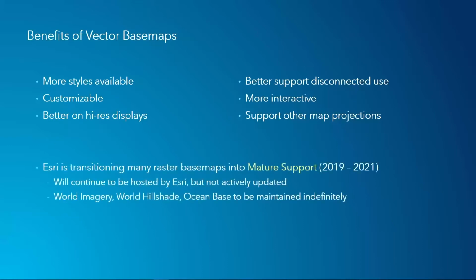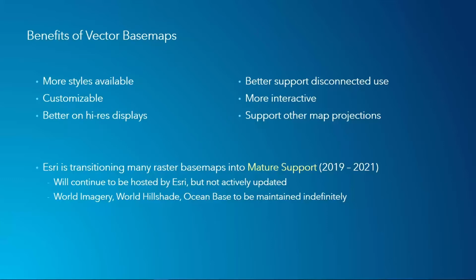So the other reason you'll want to be moving towards vector-based maps is that we are transitioning away from those raster-based maps. We're moving them into mature support. We started doing this last year and will continue through 2021. The layers will still continue to be hosted by Esri. They'll still work, but we will no longer be actively updating those raster-based maps. So in order to get the latest data, you'll want to move over to the vector-based maps.